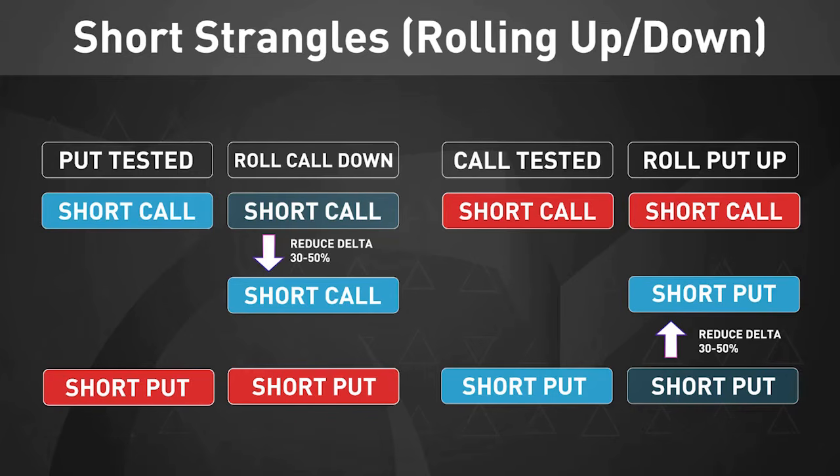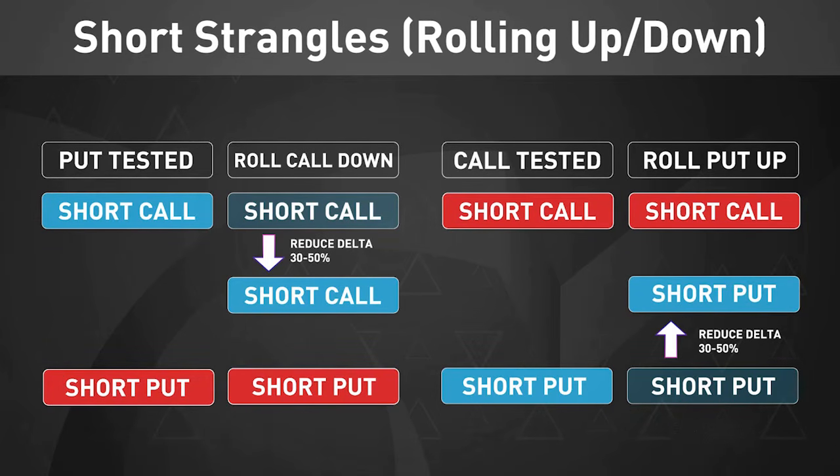So let's suppose that your put strike eventually gets tested. This is when you'll want to roll your call strike down to bring in more credit and improve your break-even points. When you roll that call strike down, look to reduce your position deltas by about 30 to 50%. Reduce them by more if you want to be less directional, and reduce them by less if you want to be more directional. Similarly, if the call strike is tested, roll the put strike up and do so such that your position deltas are again reduced by 30 to 50%.